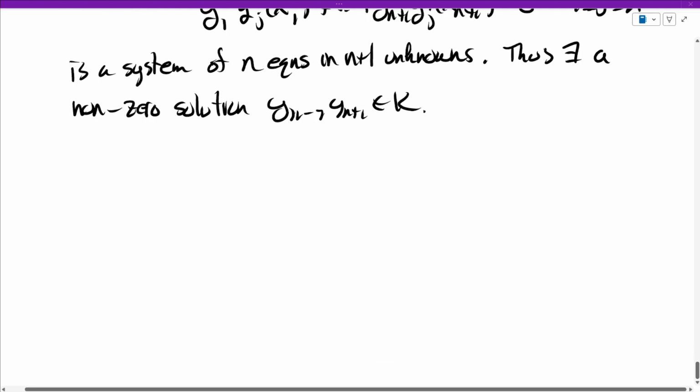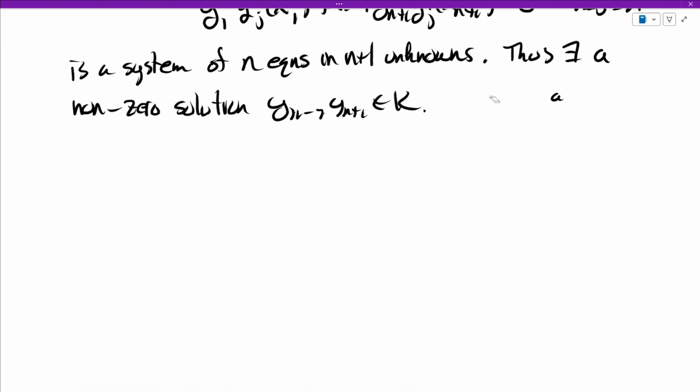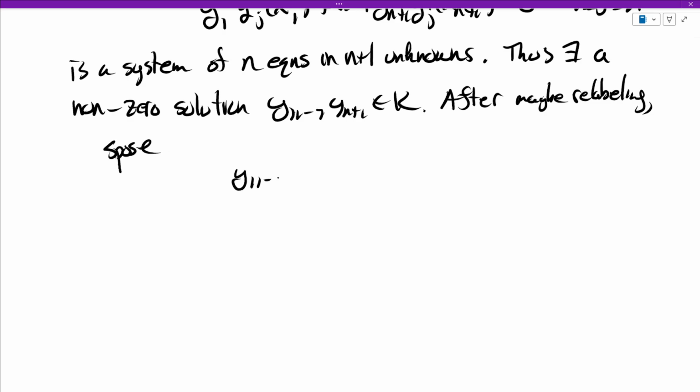All right. So now what? Well, after maybe relabeling, we're going to suppose that the first r are not 0, and then the last ones are 0. Now it could be that r is n plus 1, that they're all non-zero, but we're going to organize them so that maybe after renumbering, the non-zero ones show up first, and after that the zero coefficients could show up. Because a non-zero solution might have some of them being zero, so we just put the non-zero ones in the front.